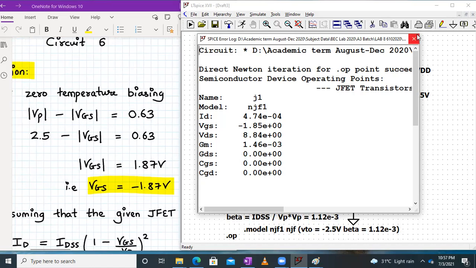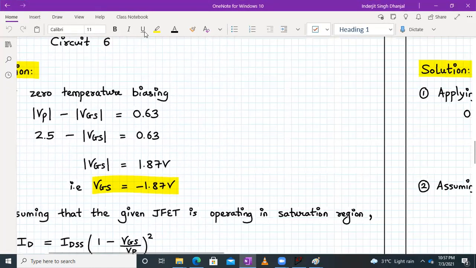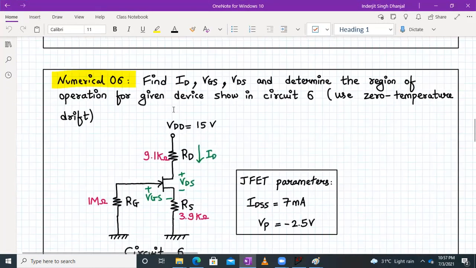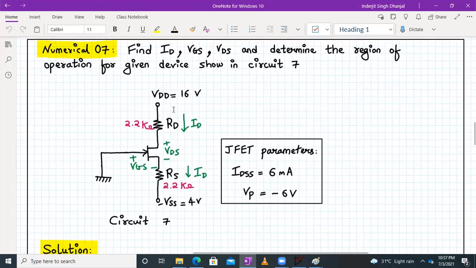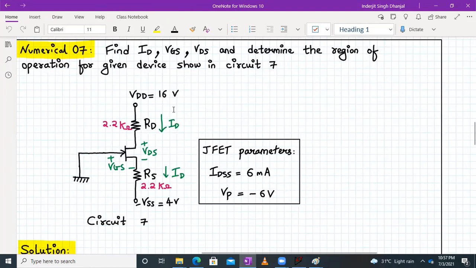Okay, so yeah, next we move on to the next numerical. This was about numerical number 6. We'll go to numerical number 7. So this is numerical number 7. We have to find the value of ID, VGS and VDS, and also determine the region of operation.